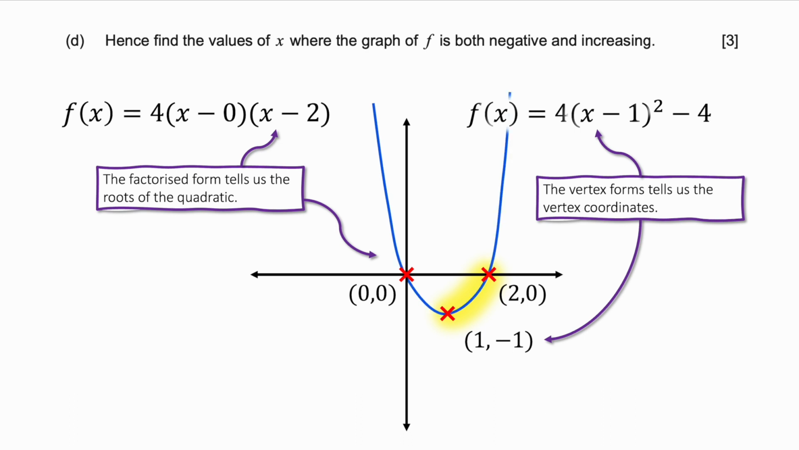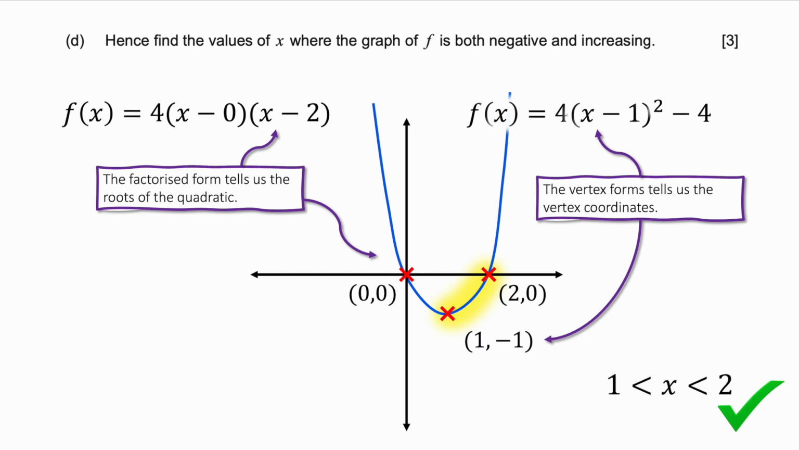It's a U shape because it's a quadratic. So you've seen the roots from the factorized form, we've seen the vertex from the vertex form, and now we can see that it is negative, that is below 0. So it's below 0 between 0 and 2, down this part. And it's also increasing, that means going up between 1 and 2. So it's negative and increasing between 1 and 2. So 1 is less than x is less than 2, like this. And we write it as an inequality like that.